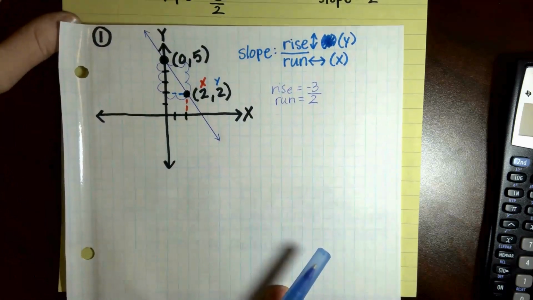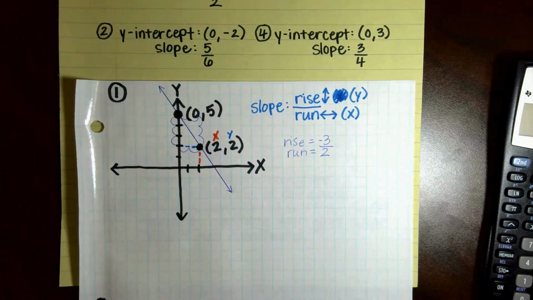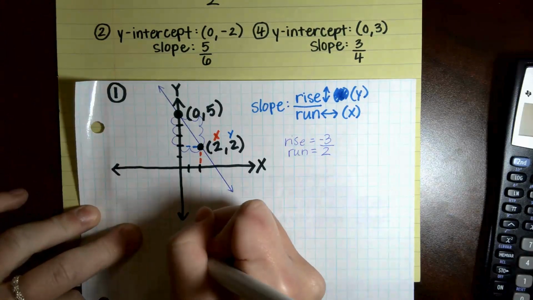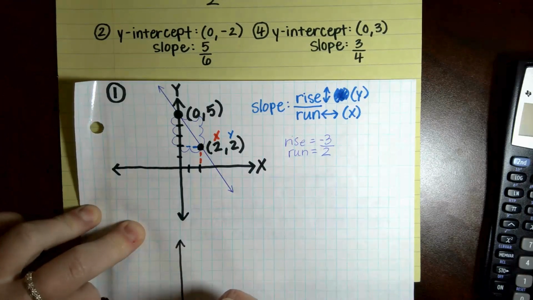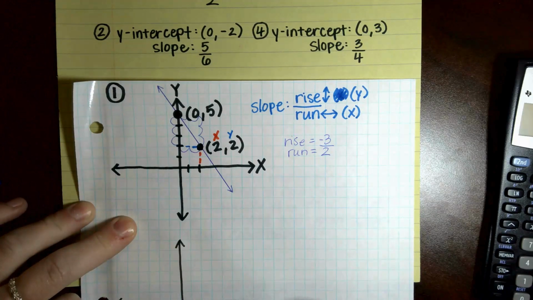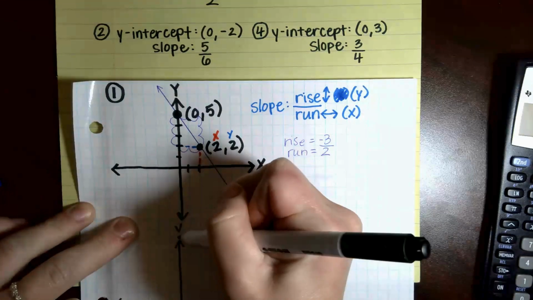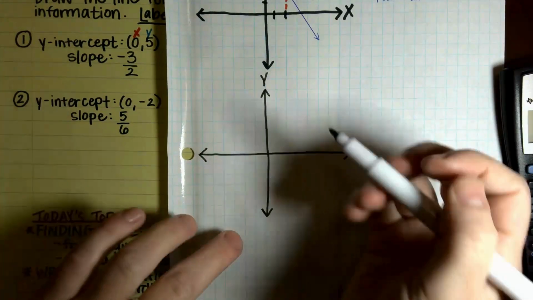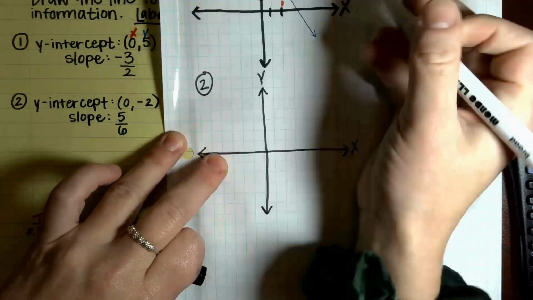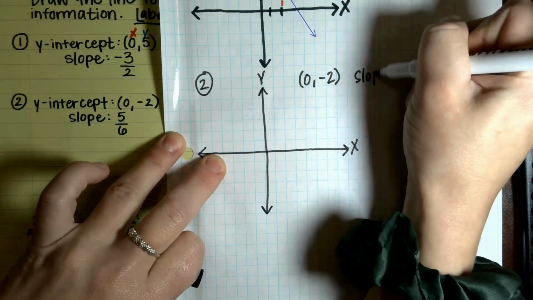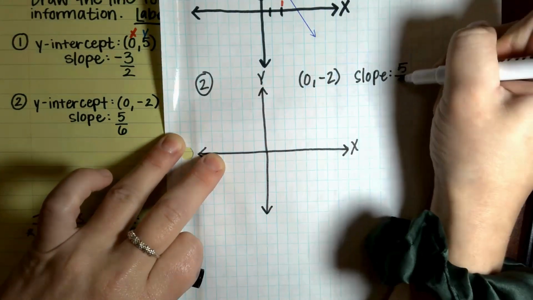Okay. Let's check number 2. For number 2, I have a y-intercept of 0, -2. And I'll move this up so everybody can see better. And then my slope is 5/6. That's a positive 5/6. Let me just write this to the side. Number 2, we have 0, -2, and then our slope is 5/6.